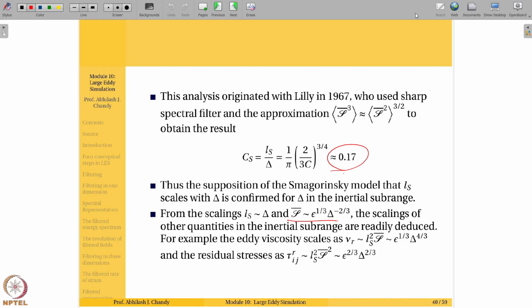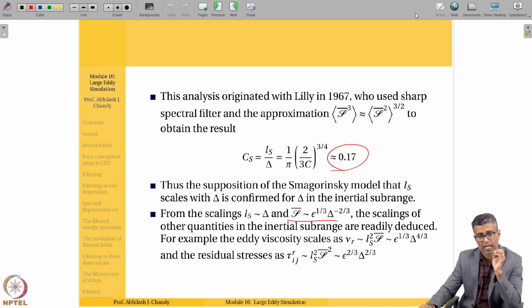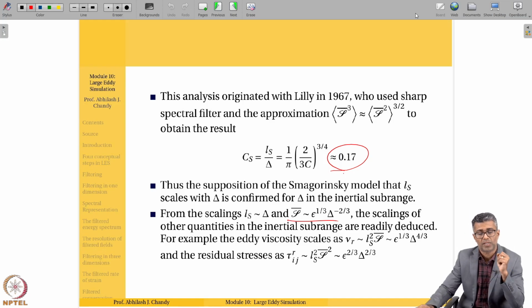So we were discussing in the last class about deriving the Smagorinsky coefficient, and we derived it to be 0.17, as you can see in the slides. As we derived it, we found that LS, the mixing length, scaled with delta, and so did the filtered rate of strain, the eddy viscosity, and the anisotropic part of the residual stress tensor. All of that scaled with delta. So we knew that, right? Now we have proved it mathematically. We found that CS would be approximately equal to 0.17.